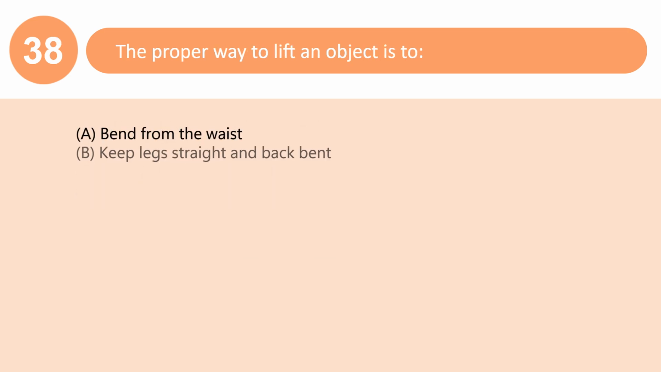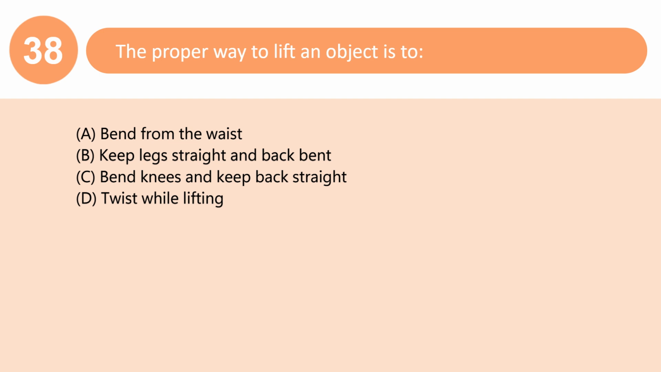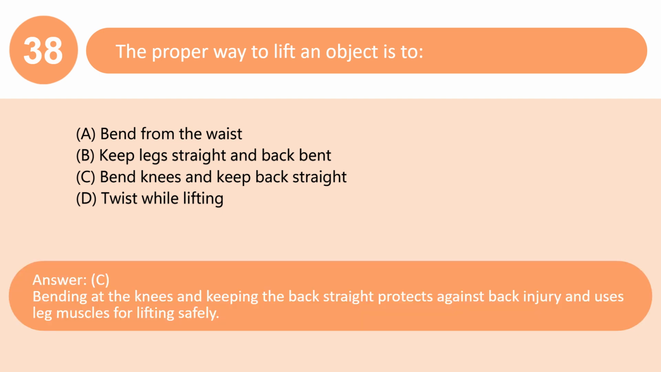The proper way to lift an object is to: A. Bend from the waist. B. Keep legs straight and back bent. C. Bend knees and keep back straight. D. Twist while lifting. Answer C. Bending at the knees and keeping the back straight protects against back injury and uses leg muscles for lifting safely.